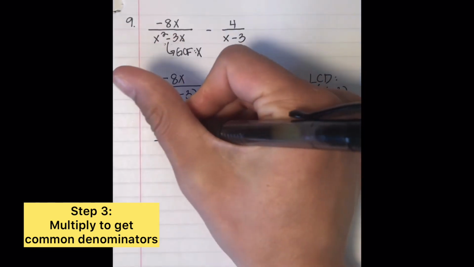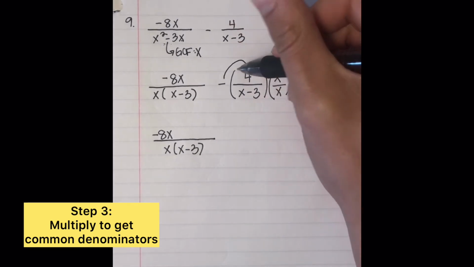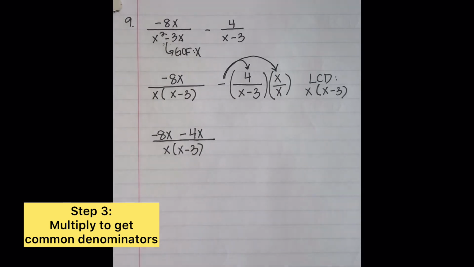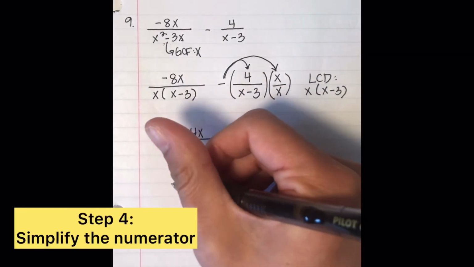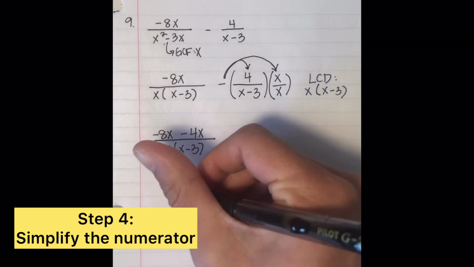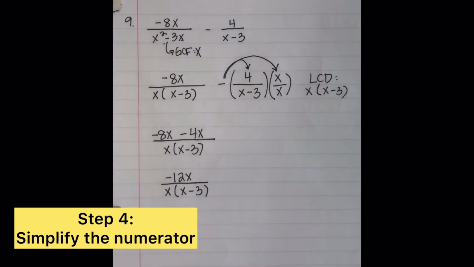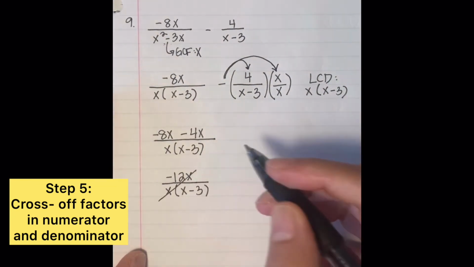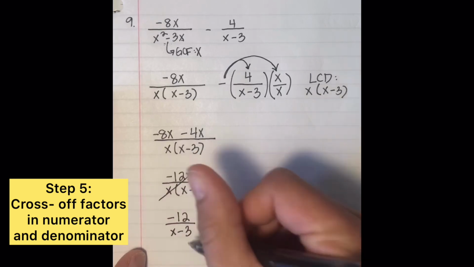We've got negative 8x from the first step, and then we have a negative 4x from the second step. So when I combine negative 8x minus 4x, I get negative 12x over x times x minus 3. This looks pretty close, but if you notice, we have an x on top and an x on bottom. So the best answer is negative 12 over x minus 3.